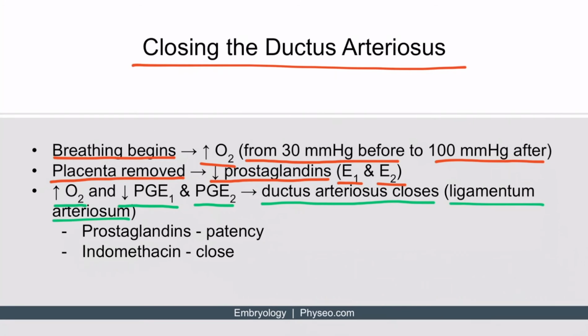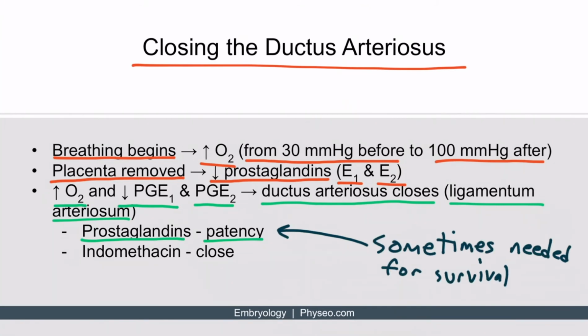The big takeaway here is that prostaglandins maintain patency of the ductus arteriosus. This can be useful in certain cases of pathologic shunts where survival depends on keeping the ductus arteriosus open. So prostaglandins can be administered to the newborns in this instance.